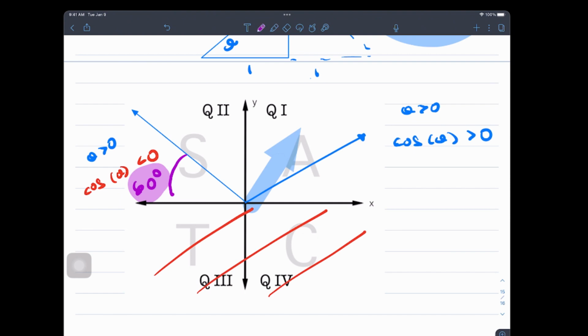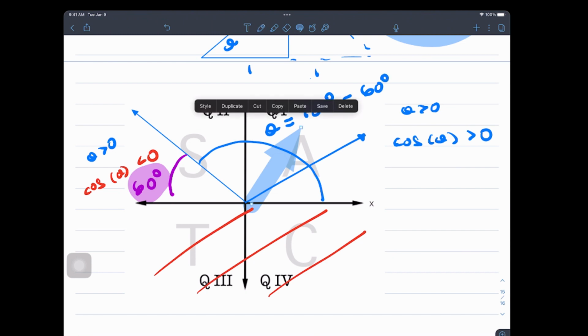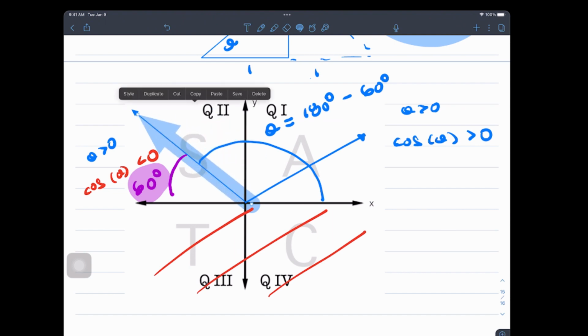What do you think? What's the angle theta, though? What's theta going to be if that's 60 degrees? Isn't that 180 minus the reference? Isn't that how we get it? What angle is this? It's a quadrant 2 angle. What angle is that, ladies and gentlemen? That's 120 degrees. This is the important detail. That's important.